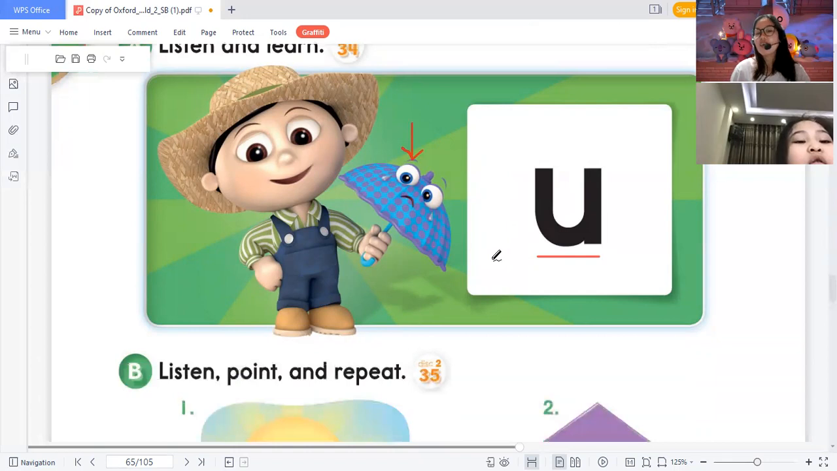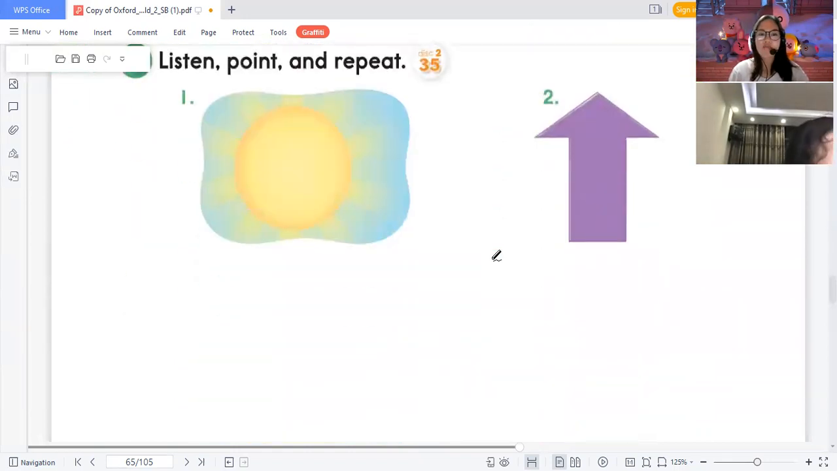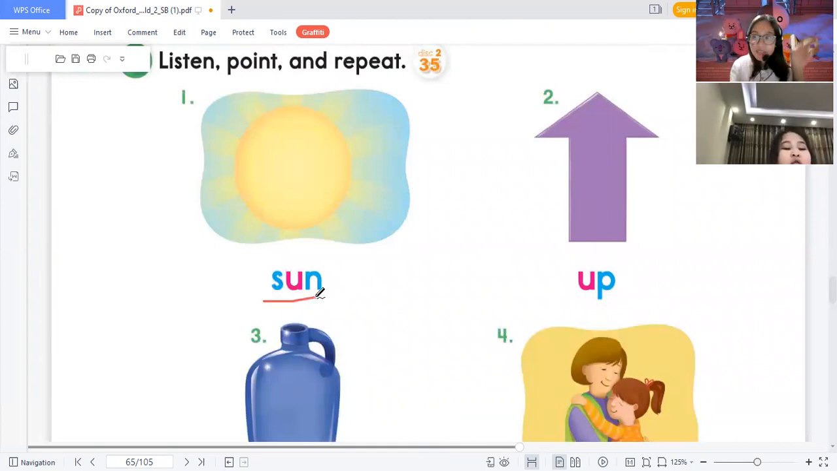Okay, so now let's learn more words. Number one, it's a sun. Yes, correct. Sun, we know sun. It's very hot. The sun is very hot, right? Okay, next, number two is up. Correct. Okay, going up. Very good. Stand up. That's right. So when you stand up, you stand up, right? Okay, that's correct. Very good.